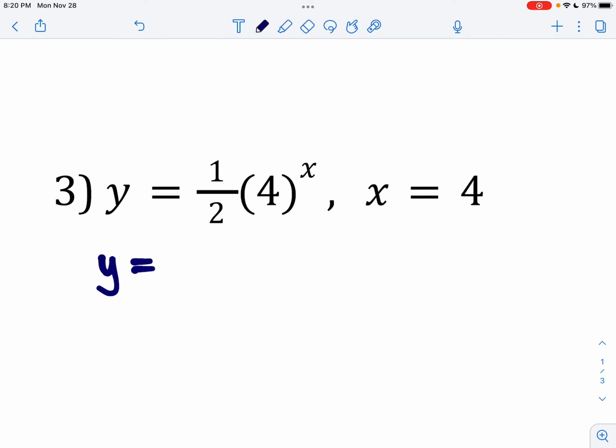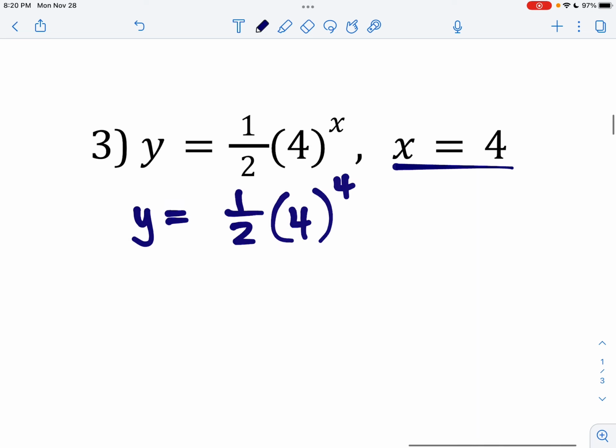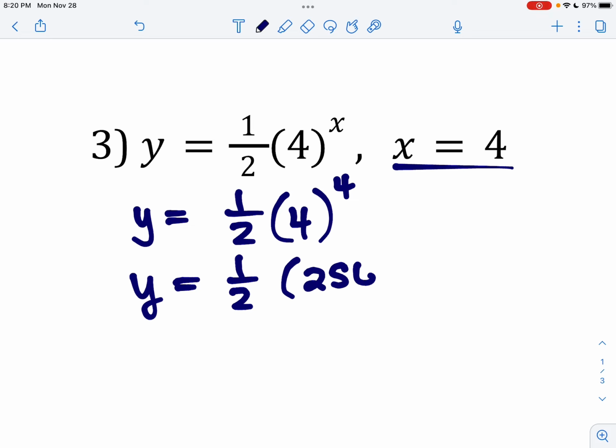y equals 1/2, 4. Since x is 4, we're going to raise it to the 4th power. 4 to the 4th power means 4 times 4 times 4 times 4. That gives me 256 if you put it in your handy dandy calculator. So then y equals half of 256 is 128.